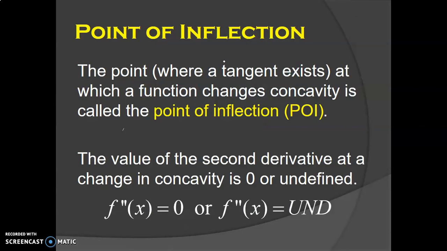Alright, so the point at which a function changes concavity is called the point of inflection. And the value of the second derivative at a change in concavity is 0 or undefined. Basically, the thing to take away from this slide is that if f double prime is equal to 0, or if f double prime is undefined, that's where we're going to have a possible point of inflection.